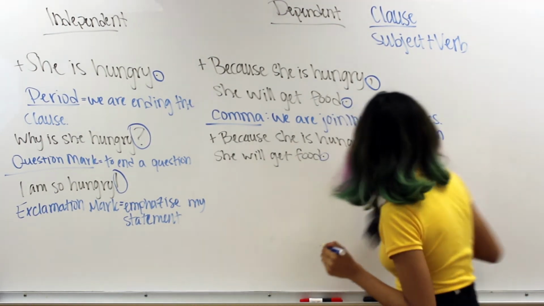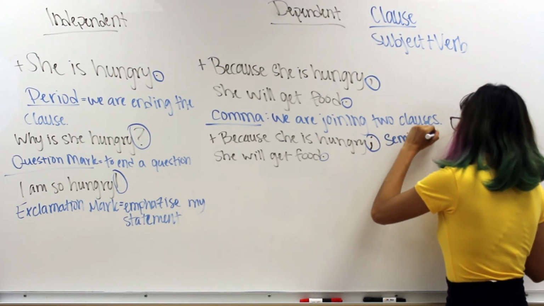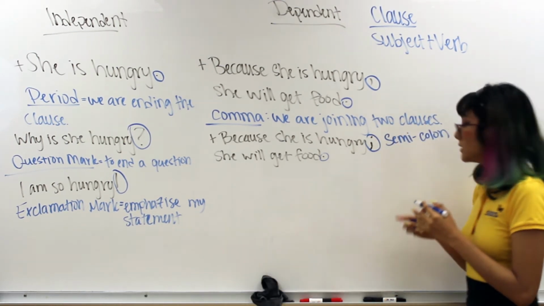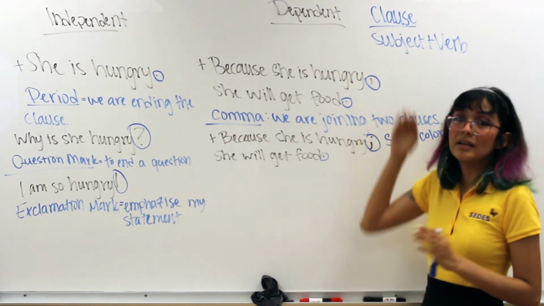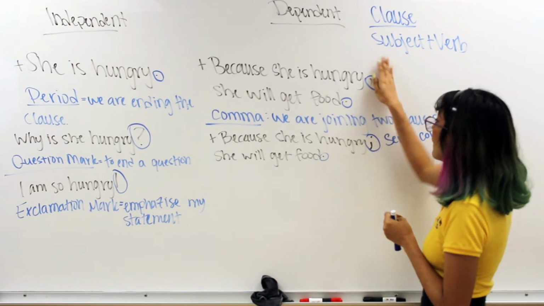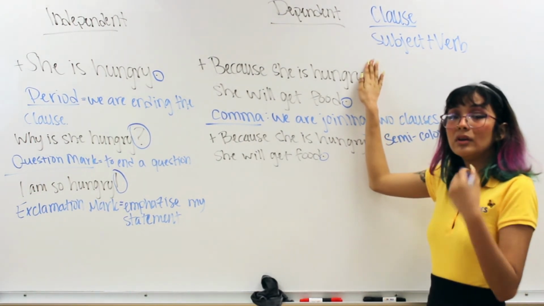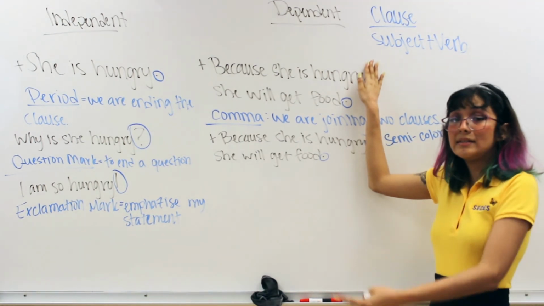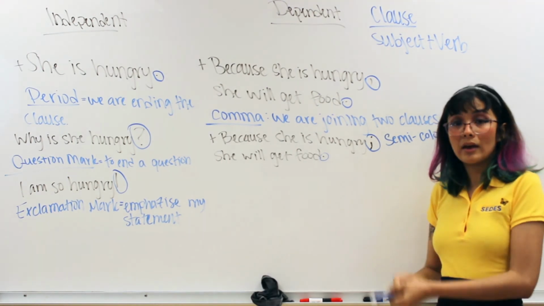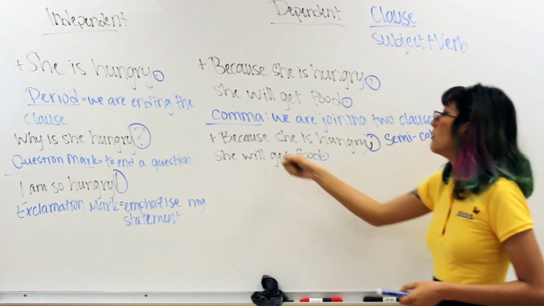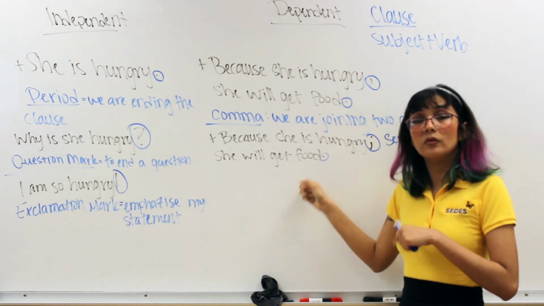You're going to have a semicolon. Again, this is to connect your two clauses together, because if you do not, it just sounds way too fast. If I did not have this, because she is hungry, she will get food. When you add the comma, you give yourself time to then say your second clause. Because she is hungry, she will get food. The same thing here. Because she is hungry, wait, she will get food.